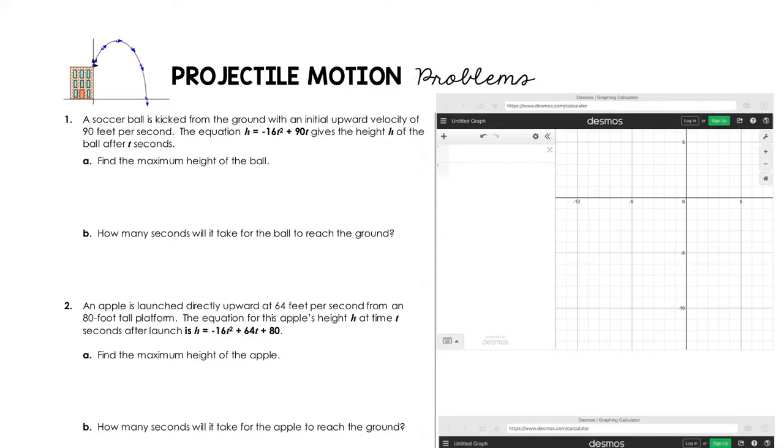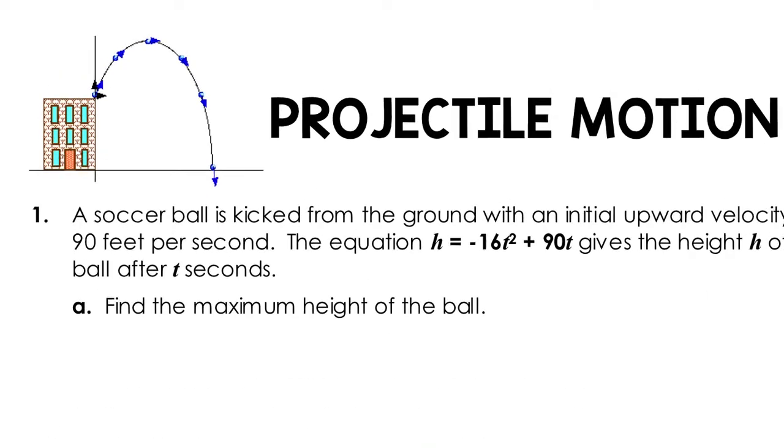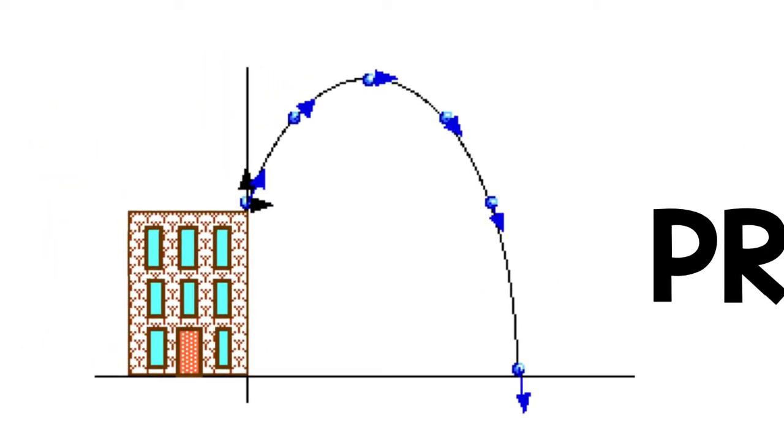Today we're going to take a look at something called projectile motion. Projectile motion is quadratics in action. So it is the path that something might take if it was launched or dropped from a height. So in this image, we have a building and something is being launched off the edge of the building.